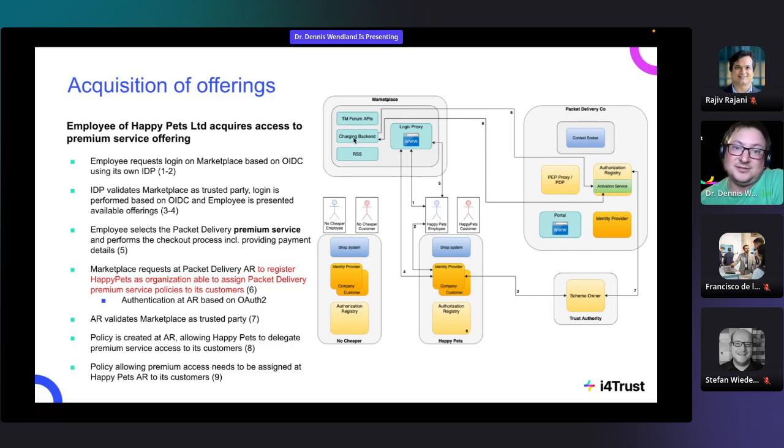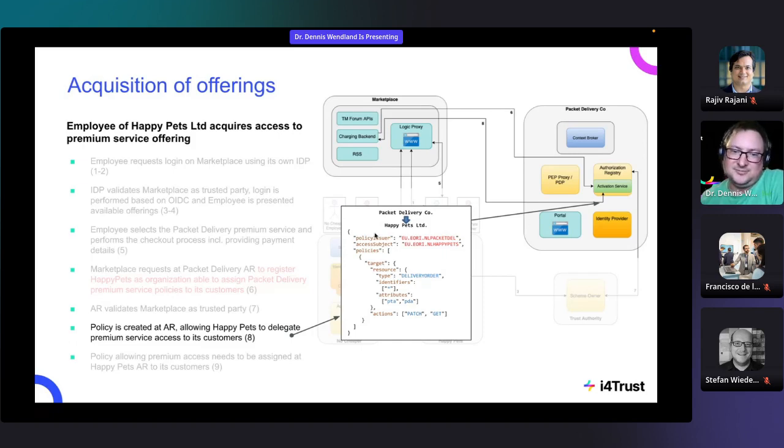And what then happens is that the marketplace, and particularly the charging backend component, will create the access policy for the Happy Pets organization at the registry of packet delivery company. It looks like this, stating the organization of packet delivery company is issuing this policy to the organization of Happy Pets, stating dispatch and get permissions for delivery orders, and it's creating this at the authorization registry. And as I said before, this is not directly sent to the registry, but rather to the activation service in front, because otherwise the marketplace wouldn't be allowed to create such a policy.